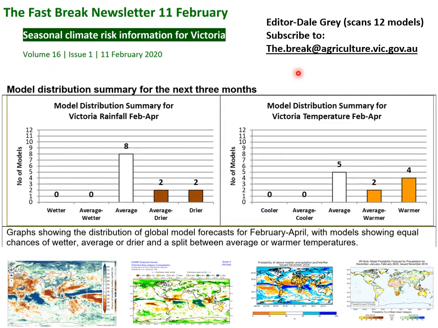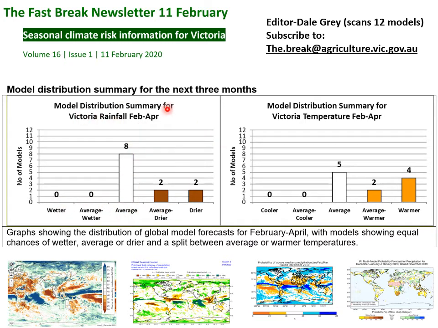Now, for a one-stop shop of making sense of forecasts, the Fast Break newsletter that Dale Gray puts out with AgVic is a ripper. Each month he puts this out. He looks at not just the Bureau's seasonal outlook, but the outlooks from the US, the UK, Europe, Korea, Japan, all of their seasonal forecast models, and he puts them on this graph and looks at Victoria and says how many are thinking average, how many wetter, how many drier.